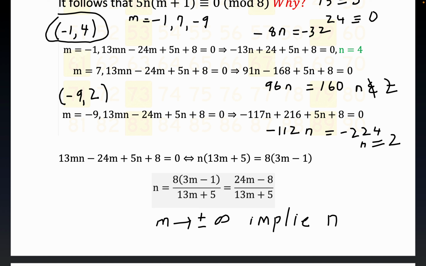Now again, you can reason through this. You don't even need to think calculus here. What happens here, these constants get wiped out as m gets larger and larger, or smaller and smaller. It's still going to cancel out. And so this is going to approach 24 over 13, right?